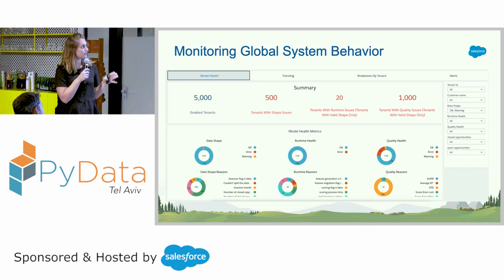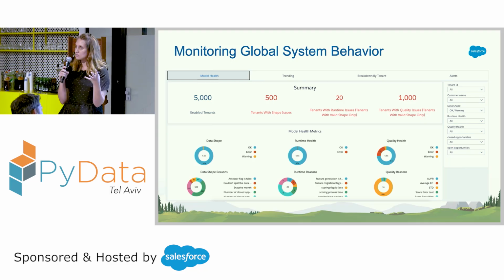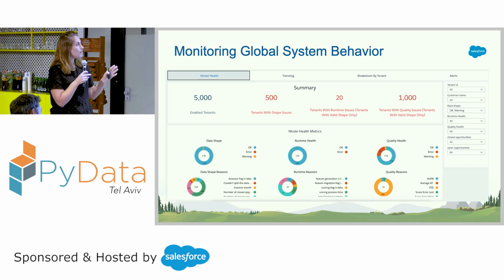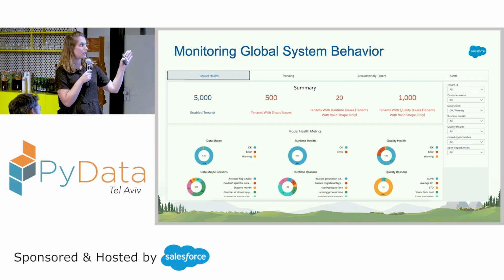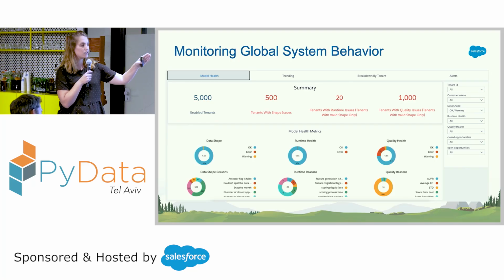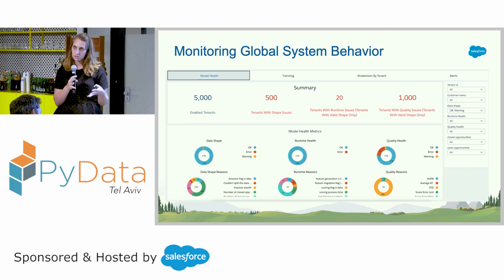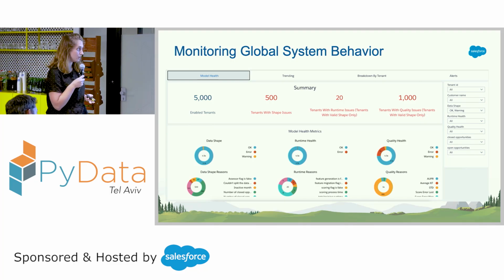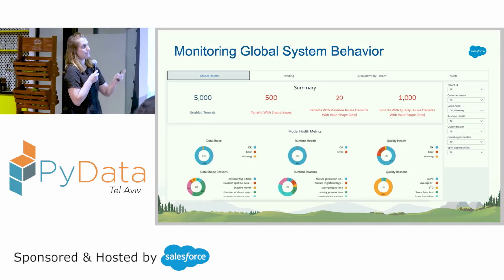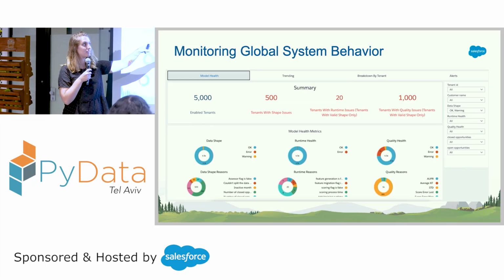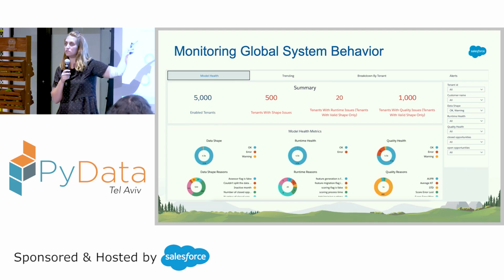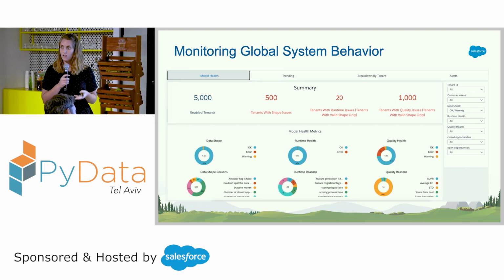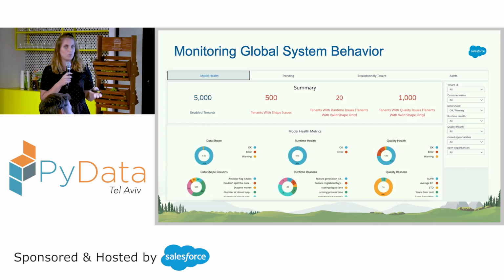This summary gives us the status of our system regarding the model health category. We can see how many issues we have in each one of the categories, and it helps us focus on where the problem is and where we need to prioritize our work. It's easy to see that we are experiencing a lot of quality issues. Almost 20% of our tenants, our customers, have some quality issue in their models.